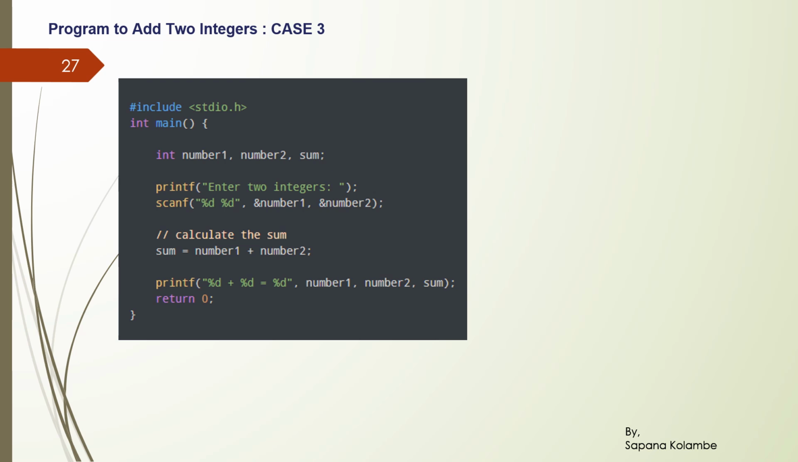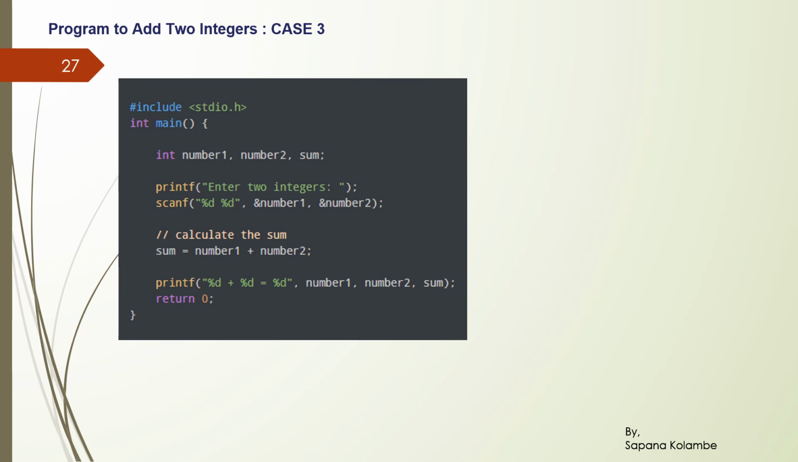Now in the third case, suppose you don't want a static program, where the number 1 and number 2 values are fixed, like in the previous two cases where it is 10 and 20 or 40 and 50. It can be user defined. The user can enter any value in your program. So in that case, you have to use printf to ask to enter two integers. Then you have to scan the two integers, using %d. The first %d is for number 1 and the second %d is for number 2.